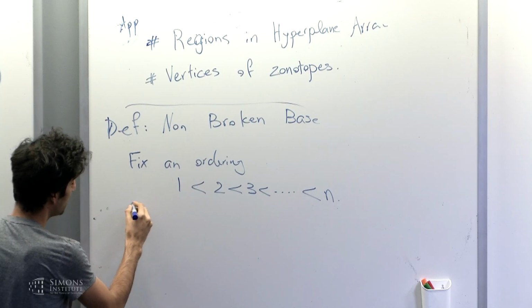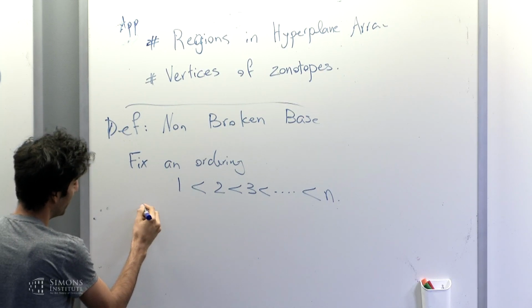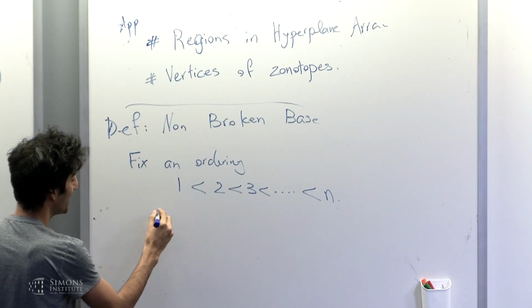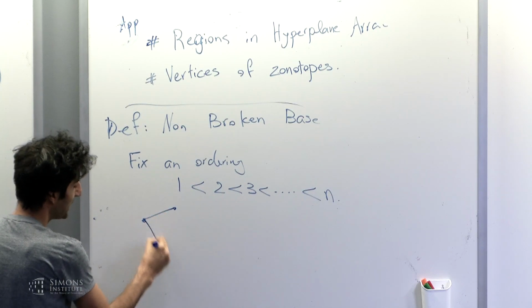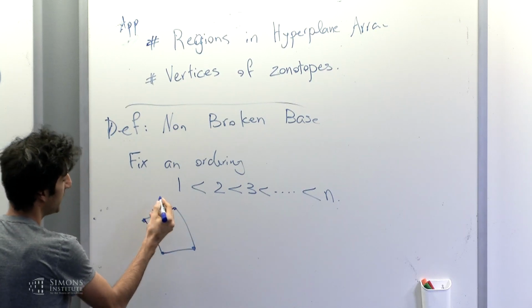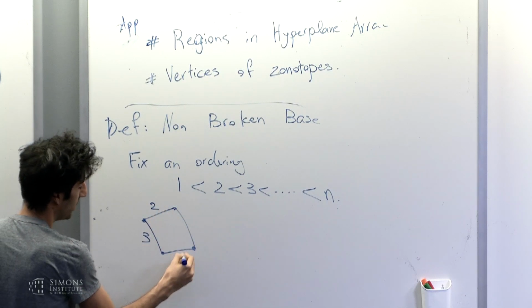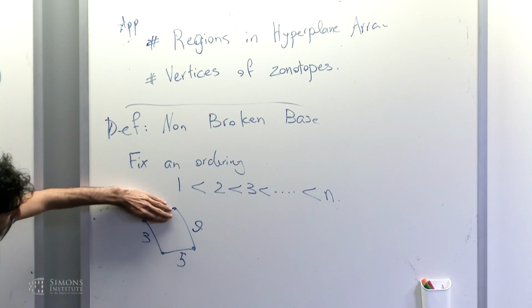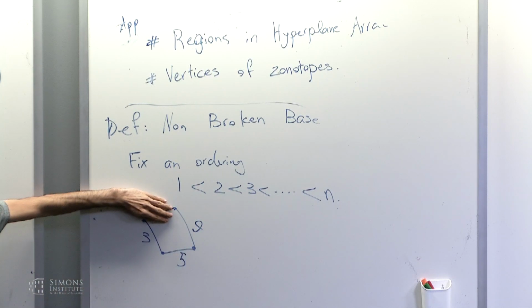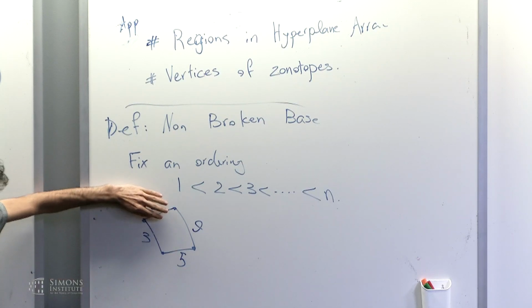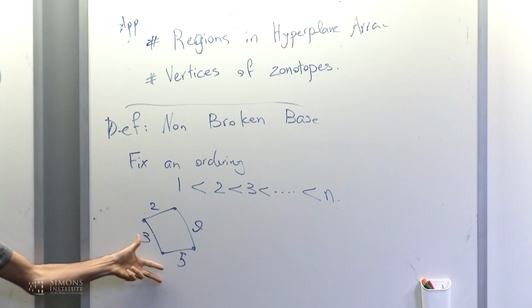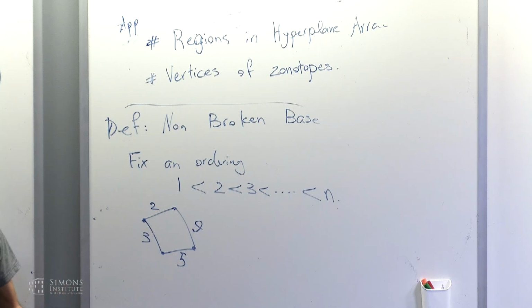So fix a cycle. Okay, it's going to be a cycle in a graph, but for a matroid it will be a circuit. So let's just think about the graph case. Fix a cycle, let's say with edges 2, 3, 5, and 9. So this is a cycle in the graph. If I exclude 2, so I have these three elements, this is a broken cycle. If you exclude the minimum element of a cycle, you're going to get a broken cycle.